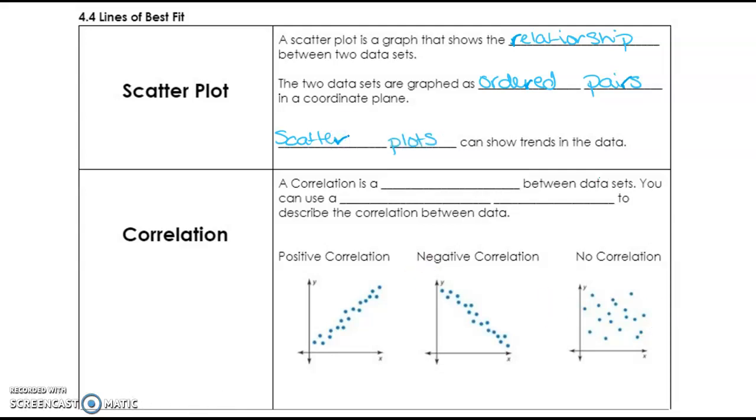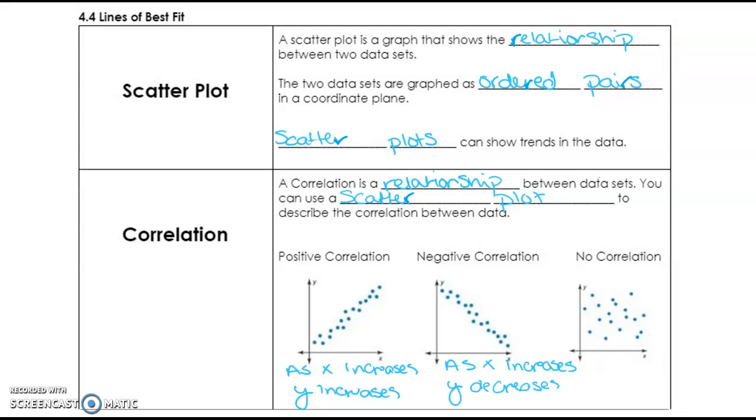Whenever we're looking at a scatter plot, really all we're trying to find is, are there any correlations in the data? Are there any trends that we can see? Correlation is a relationship between data sets. You can use a scatter plot to describe the correlation between the data. Below you have positive, negative, and no correlation. For positive, as x increases, y increases. Negative correlation, as x increases along the x-axis, y decreases. And this last one, no correlation, means that the points don't show any sort of pattern.